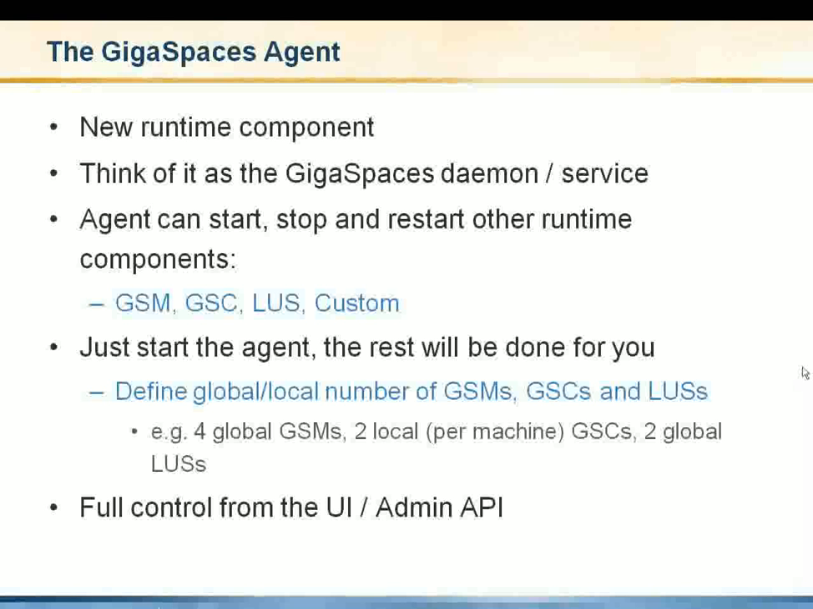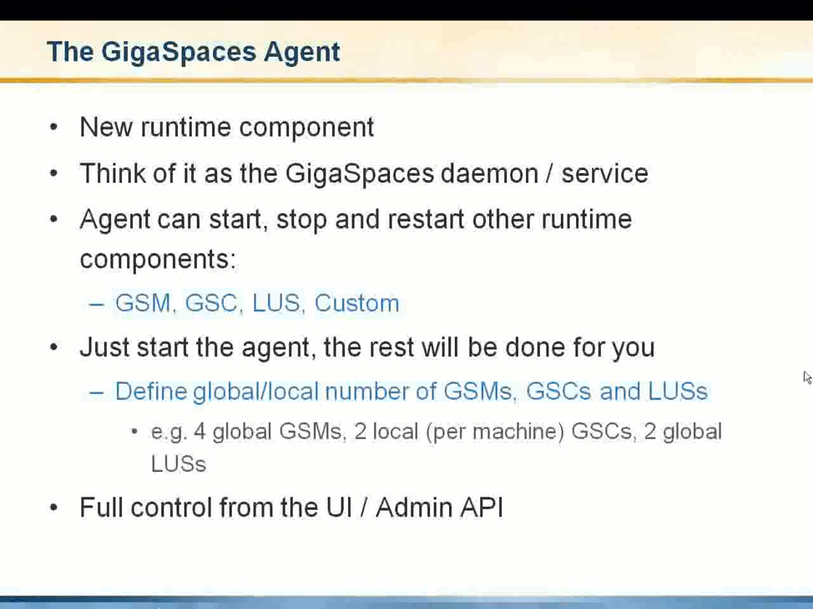What we actually went ahead and did is we created the agent, which you can think about as a fancy process fork mechanism. It simply forks processes, monitors them, verifies that they are alive, and allows you to remotely create and destroy processes using different mechanisms, for example, from the UI or the admin API.